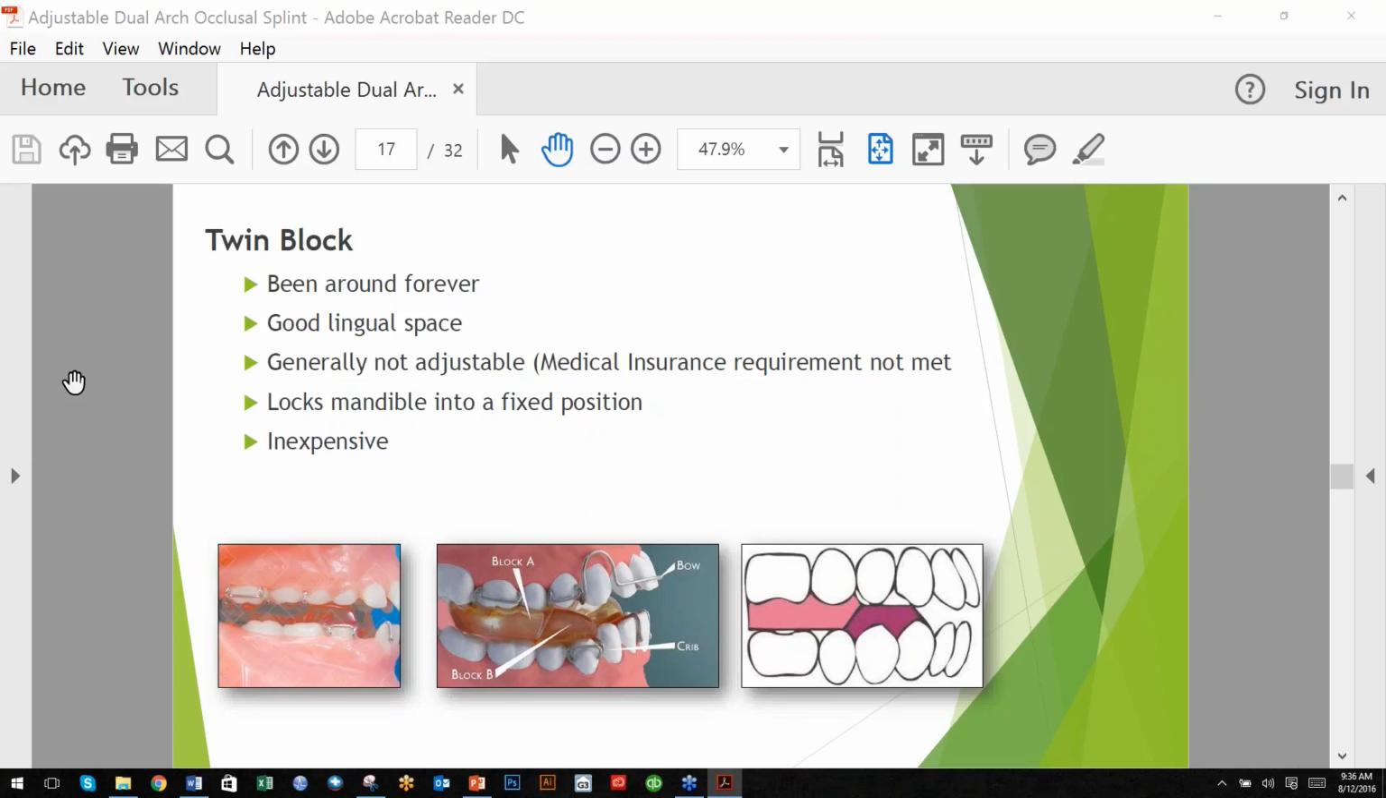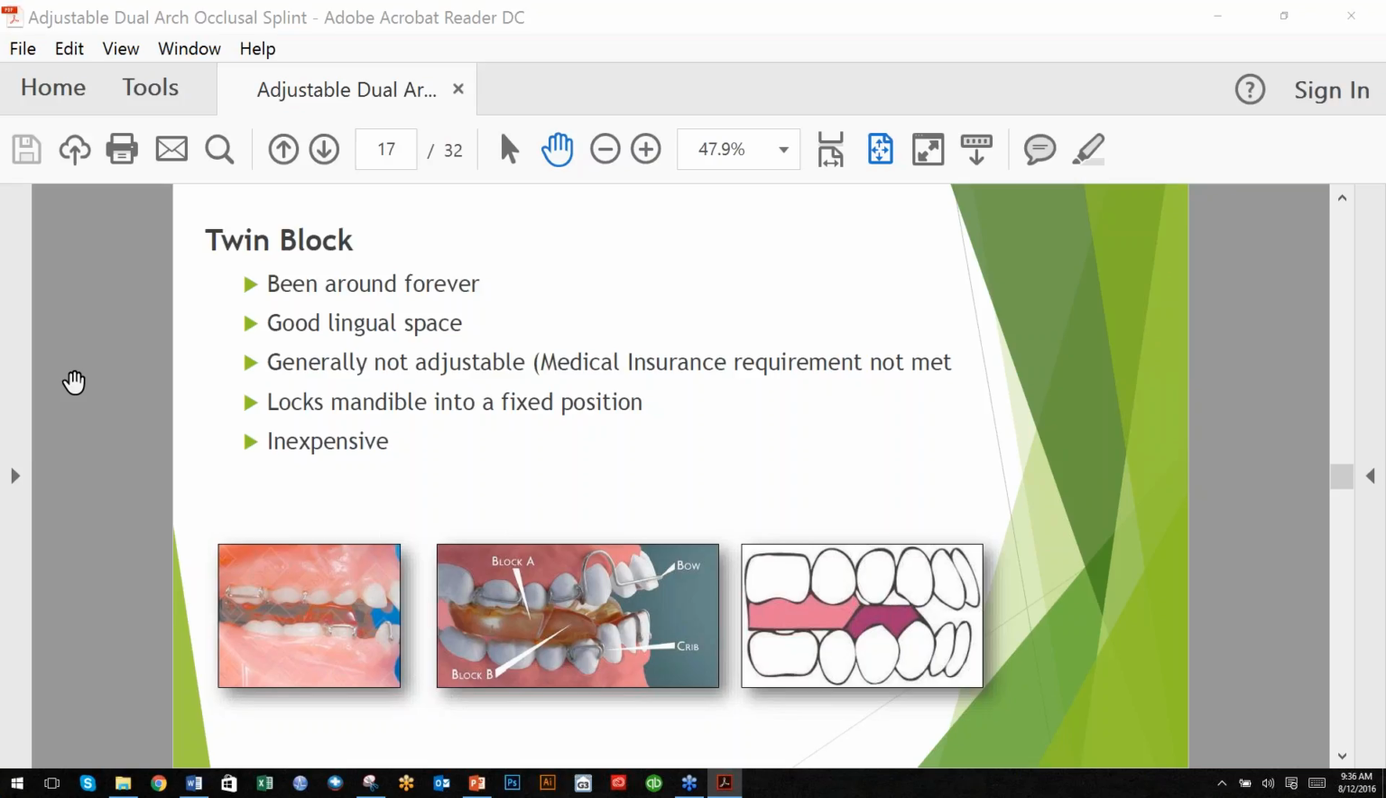One of the negative aspects to twin block is that it does lock the mandible in a fixed position. And if you decide to take a measurement on a patient, we'll talk about that at the end. What happens is if a person's a grinder, for example, and their bruxism energy is lateral or front to back, then when you lock that in place, that's just another aspect of therapy that they have to get used to that will probably cause some discomfort.